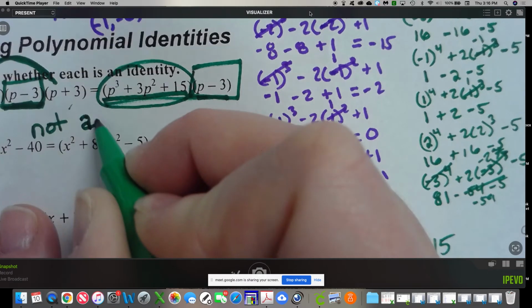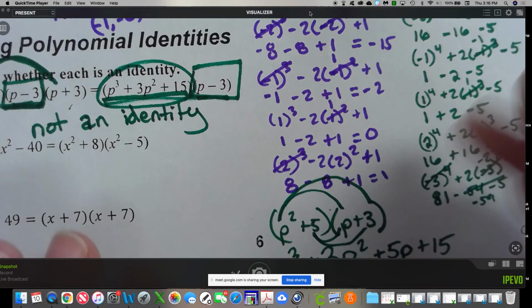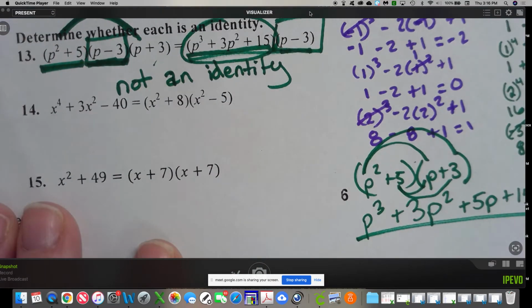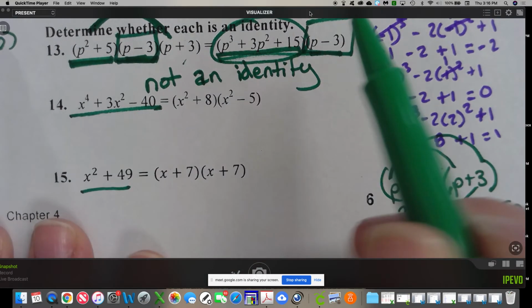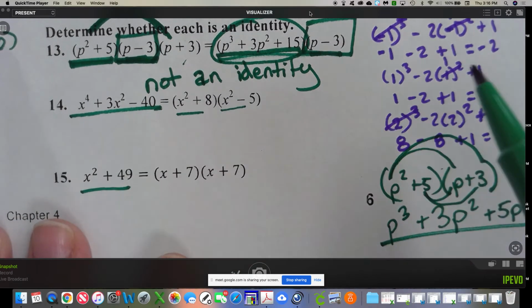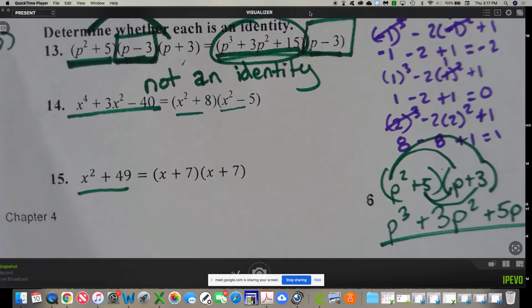Okay, all right, 14, 15. You guys can do this one. I'm going to talk you through it, though. The left side you can leave alone for both of those, but the right side, all you have to do is FOIL and see if it is the same. So FOIL those out on the right side, see if it becomes the left. If it does, you're good to go. If not, it's not an identity. Okay?